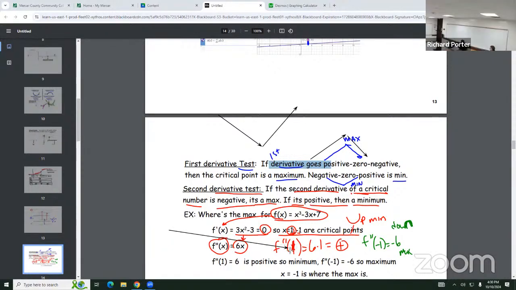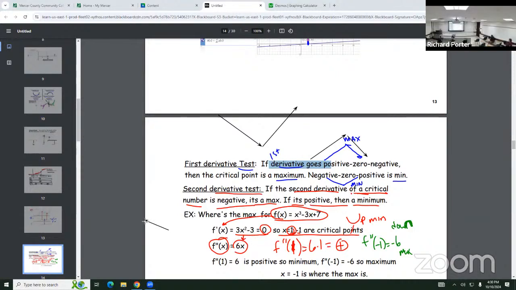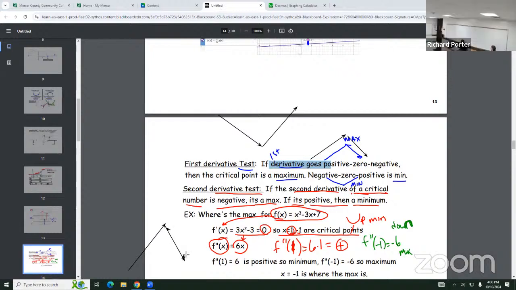So positive 1 is a minimum and negative 1 is a maximum. So this graph is going to go, see if I can write it. Which comes first? Negative 1. So negative 1 is a maximum. So this graph is going to go up to negative 1. It's going to go down to positive 1, and then it's going to go up. Look something like that. So x cubed minus 3x plus 7 is going to look something like that, only more curved. Okay, that's how we use the second derivative test.